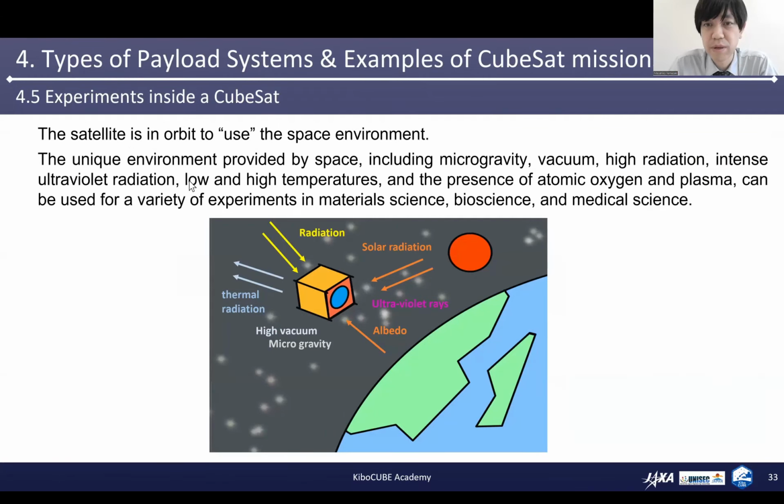The fourth example is that of experiments inside a CubeSat. The satellite is in orbit to use the space environment. The unique environment provided by space, including microgravity, vacuum, high radiation, intense ultraviolet radiation, low and high temperatures, and the presence of atomic oxygen and plasma can be used for a variety of experiments in material science, bioscience, and medical science.